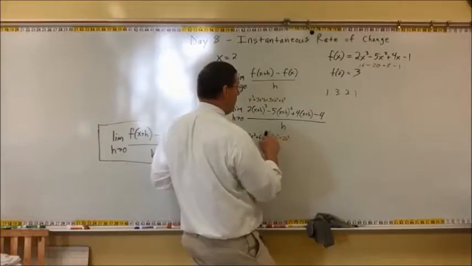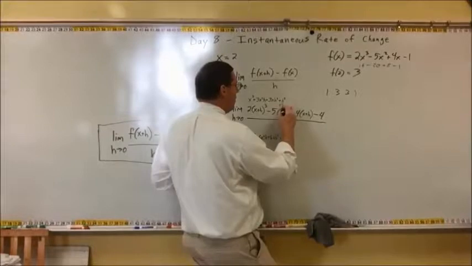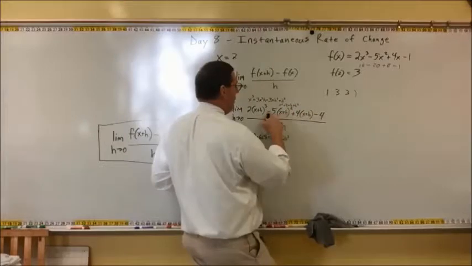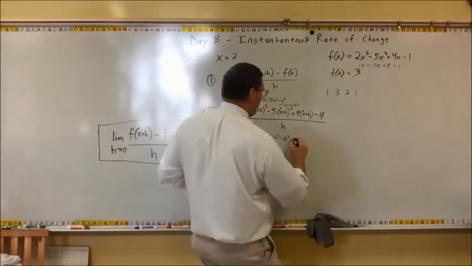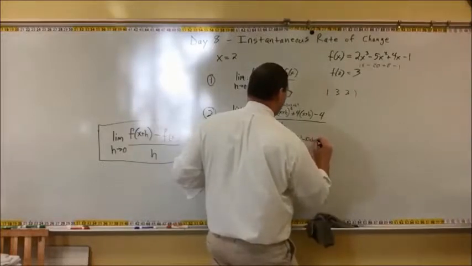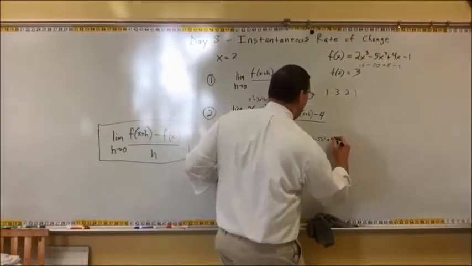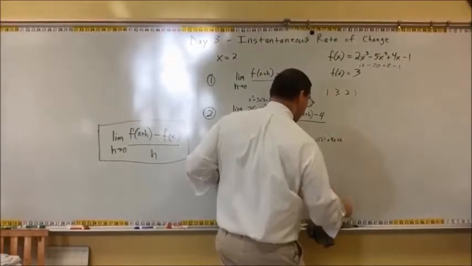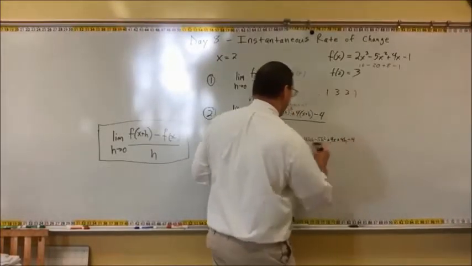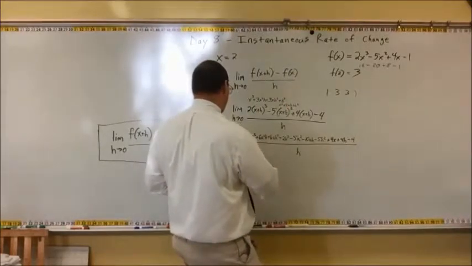2h cubed, right? Excellent. So now, this one becomes x squared plus 2xh plus h squared, right? And we're going to distribute a negative 5 to it. So it's going to become minus 5x squared minus 10xh minus 5h squared plus 4x plus 4h minus 4, all over h. And it's the limit as h approaches 0.